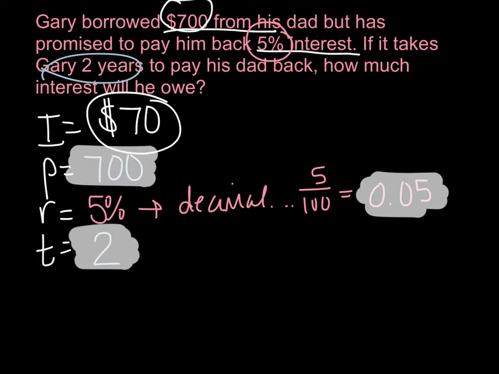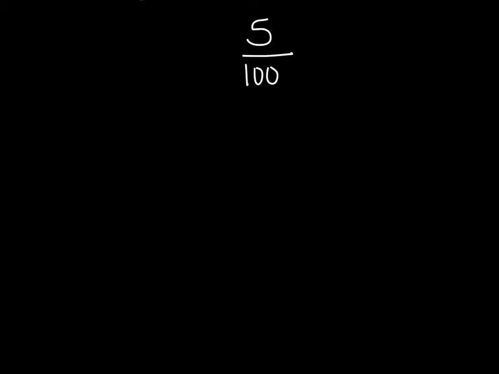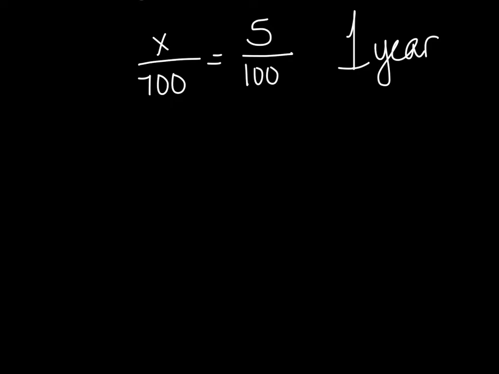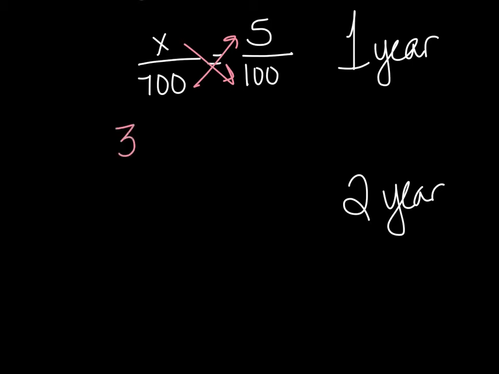Okay, so again, if you would rather use the information of our setup with proportions, you totally can do that. Okay, he's going to pay back at a 5% interest rate. He borrowed $700. We don't know what that interest is. But remember, this is for 1 year. And Gary's actually borrowing that money for 2 years. Okay? So when you cross multiply and divide, 700 times 5 is going to give me 3,500.